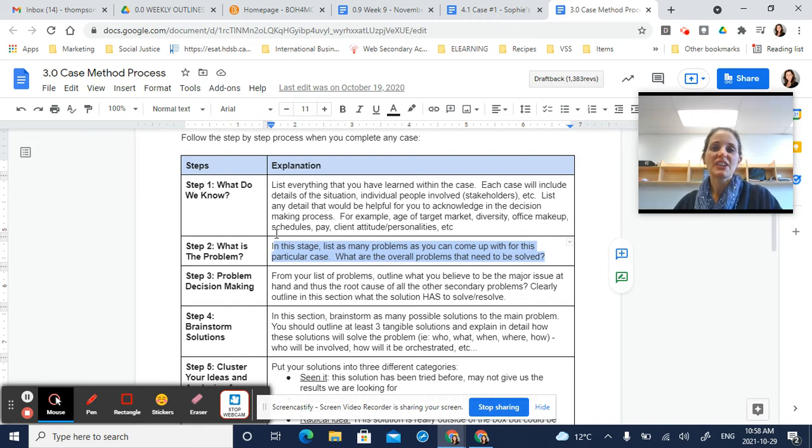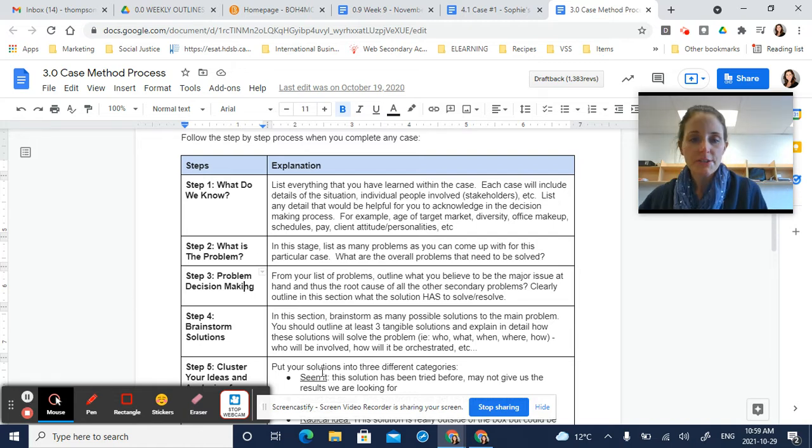All right. So again, you may want to do this in point form, in a chart, whatever works for you. Then in step 3, you're going to be actually making a decision from your list of problems. You're going to be outlining what you believe to be the major issue at hand, and then the root cause of all of the other problems. Okay, so sorry, I was interrupted. Hopefully this makes sense. But in step 3, you're going to be basically deciding what the major issue is. What's the root cause of all of the other problems? So you're going to go through your list of problems in step 2, and then you're going to clearly identify what you believe is the major actual problem.